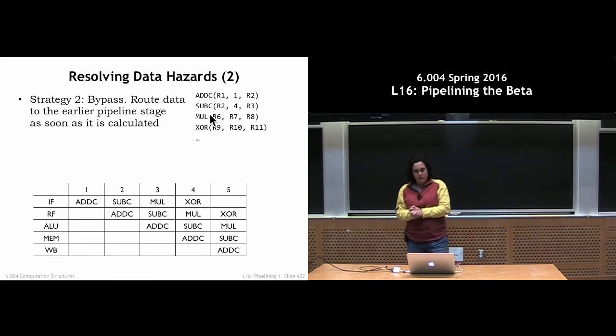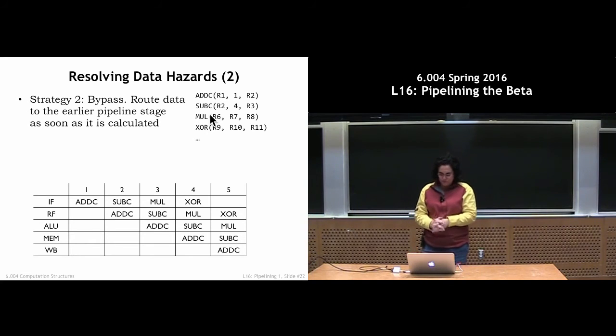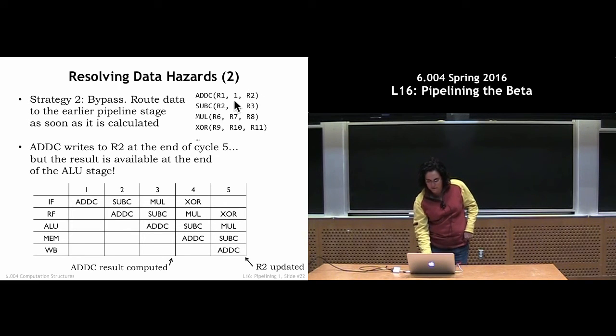Okay, so let's move on to bypassing. So how does bypassing work? We're back to the same sequence of instructions. Again, we have this data hazard between R2 and R5. But now we're saying we don't want to do these stalls. We want to somehow properly fill in our entire pipeline and make use of it effectively. Well, how can we do that?